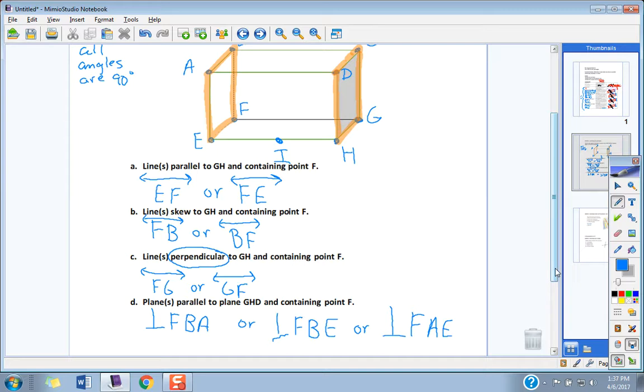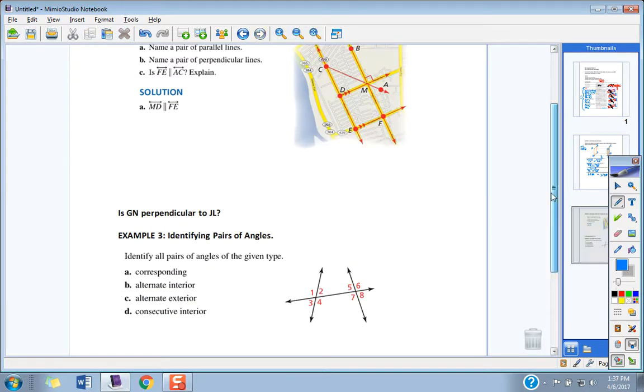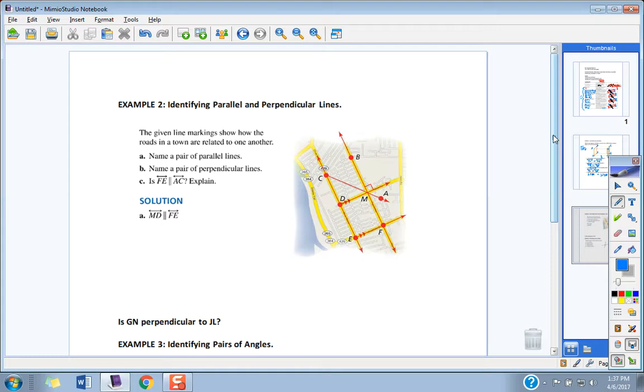Next page. So here's a diagram right up here. Guys, we've got some streets up here. And it's going to talk about identifying parallel and perpendicular lines. And it says the given line markings show how the roads in a town are related to one another. Okay? Again, when we talk about parallel lines, we're looking for arrows that would indicate lines that are parallel. Okay?